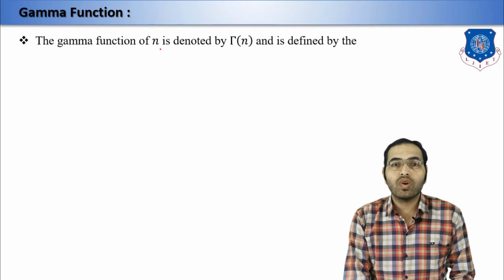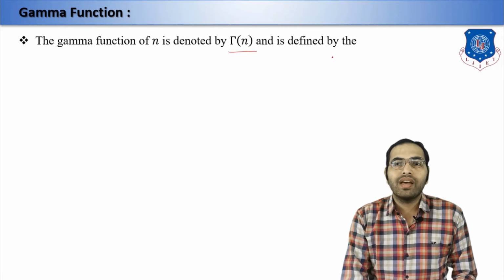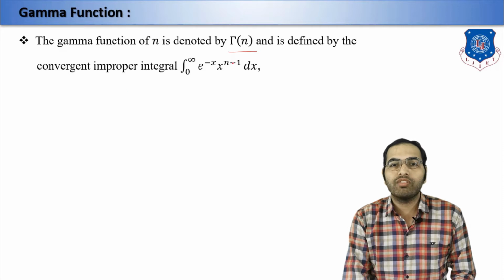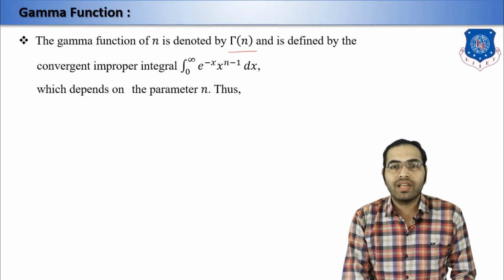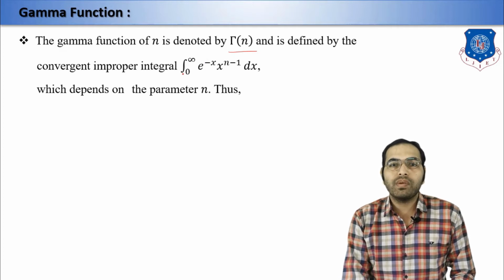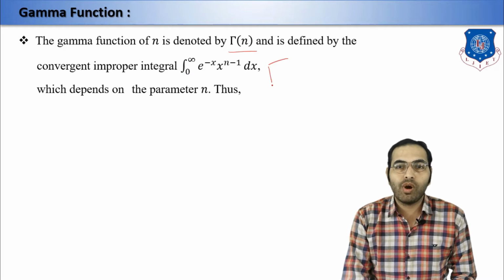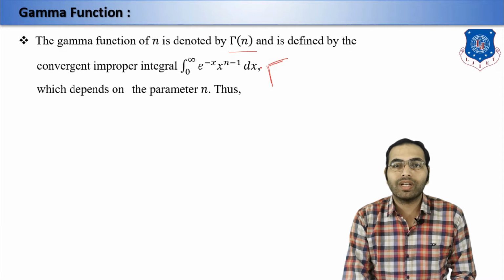The gamma function of n is denoted by gamma n and is defined by the convergence of the improper integral, where integral 0 to infinity e raised to minus x, x raised to n minus 1 dx. This is the type 1 of the improper integral, which just depends on the parameter n. Here that is the symbol of gamma function.